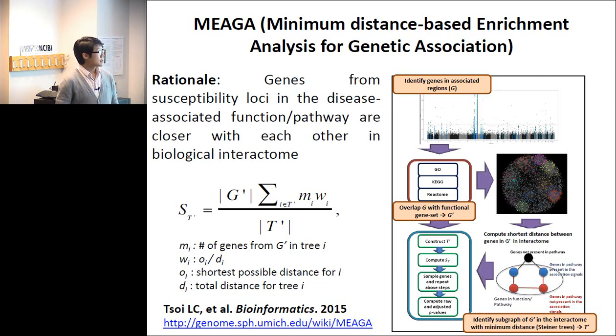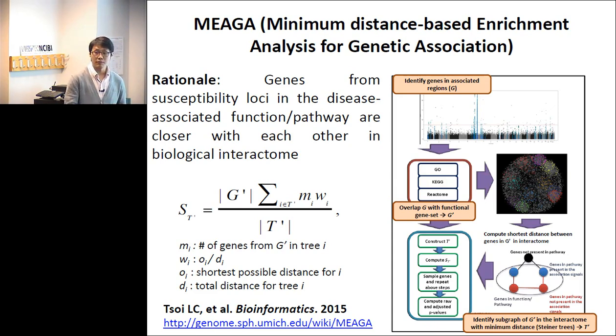From the association analysis, we pick the best markers. Sorry, we pick those that are genome-wide significant, and then for each locus, we identify genes in the associated regions. That's G. Then for each gene set that we are interested in looking at, this could be a biological function or pathway, we overlap the genes with the functional gene set, giving G prime. Okay, and for each pair of genes in G prime, we compute the shortest distance between them in the interactome, so that we are able to identify the subgraph of G prime in the interactome with the minimum distance. We call it the Steiner tree.